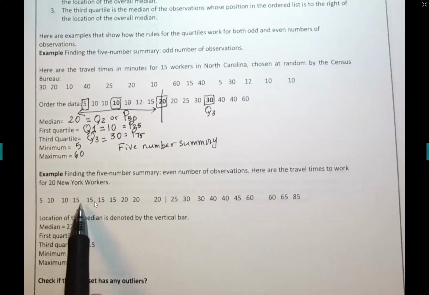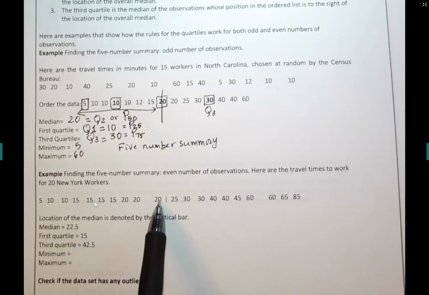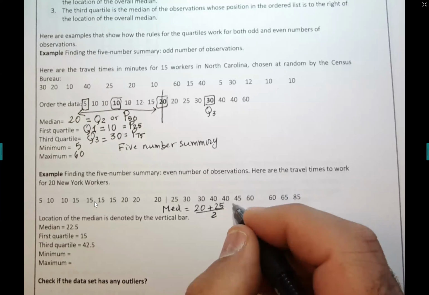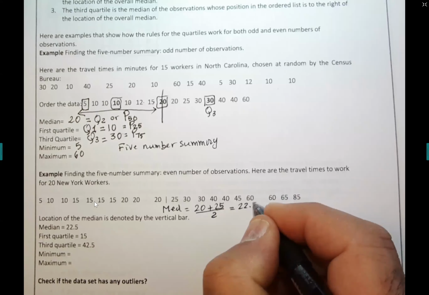So we count 1, 2, 3, 4, 5, 6, 7, 8, 9, 10, 11. It's between 20 and 25. So what do you guys think is between 20 and 25? You add them up and divide by 2. If you're using StatCrunch, it's just going to give you the values. So it will be 22.5. I will demonstrate the calculator as well and show you how to do this. So it's 22.5. So this is the median.